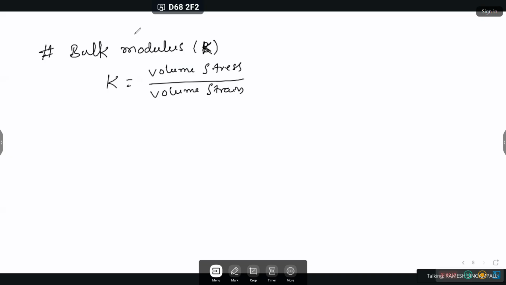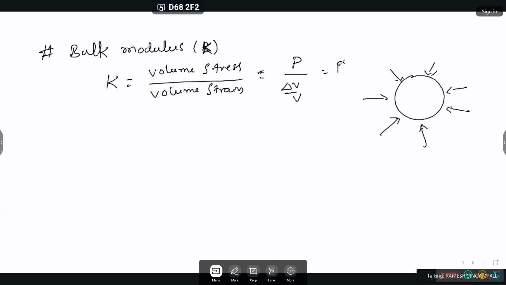Volume stress by volume strain. Change in volume. Volume stress means what is that, Amma? Pressure only, no? What we said? Atmospheric means outside. The pressure we are applying, that only we said, or not? External pressure we said or not? Yeah. So stress means what? Pressure by change in volume by volume. So PV by delta V. That's it.